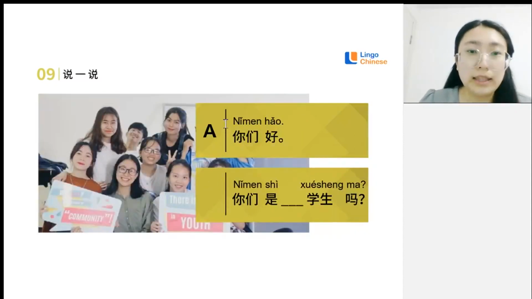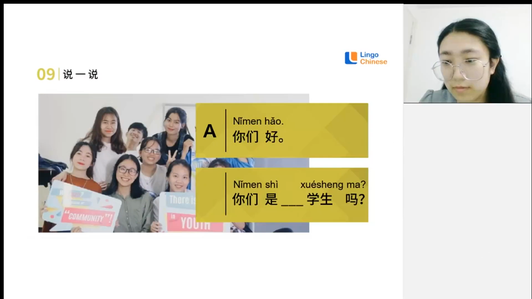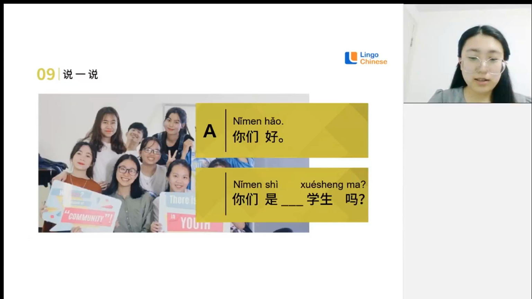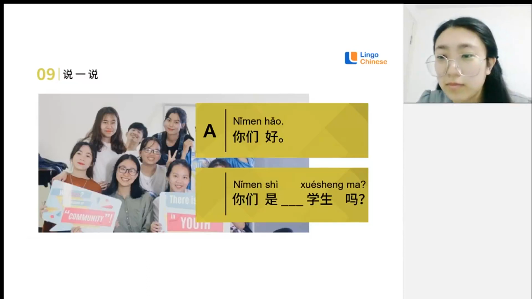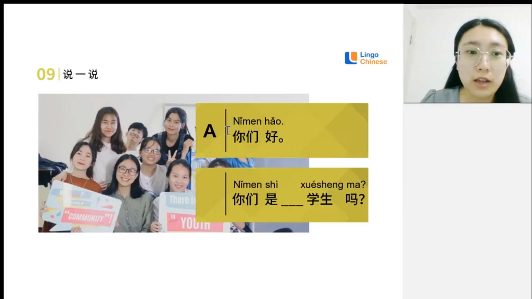And this 你们好. Do you remember what this means? Yeah, right. 你们好 is used to greet a group of people. And I think this is not a blank. So this is a correct question: 你们是学生吗? Are you students?